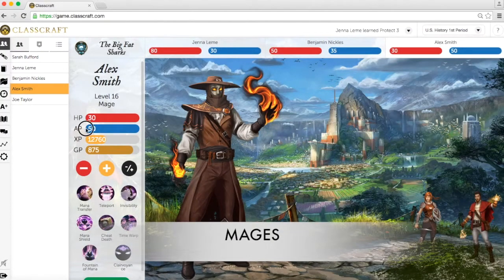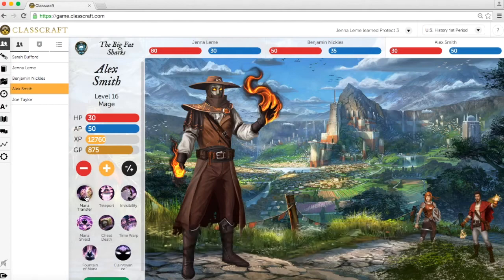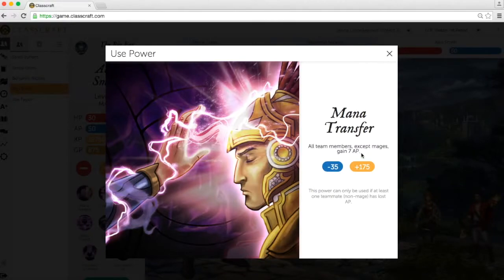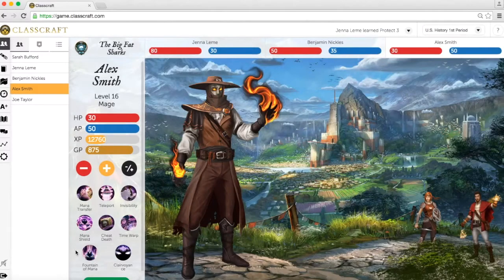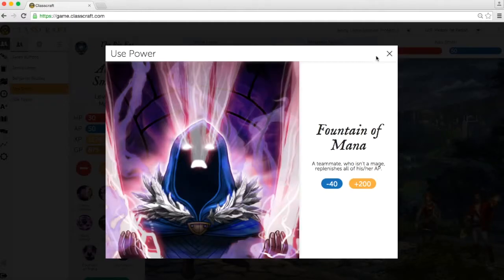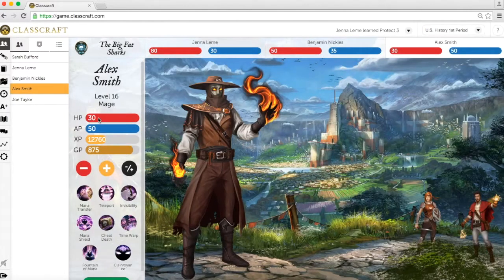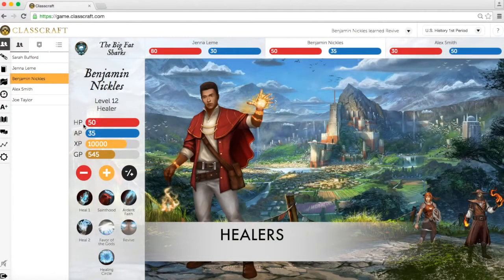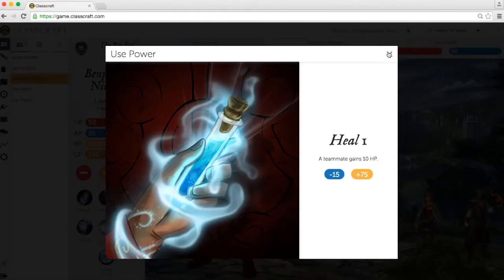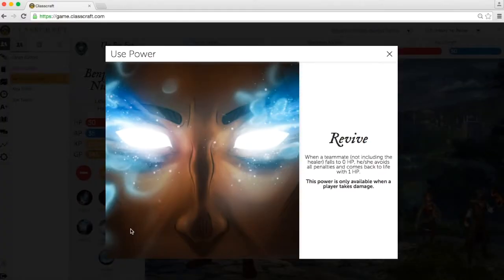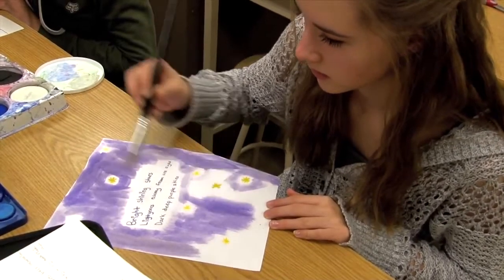Mages have a lot of action points, so they can use their powers more often. These powers often give other players action points if they're low. However, the mages have very few health points and can die more easily in battle. Healers have medium levels of both action points and health points, and most of their powers focus on restoring health after they have been lost. This leads us to teams.